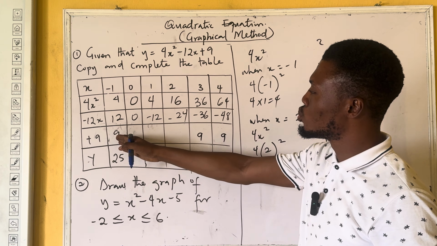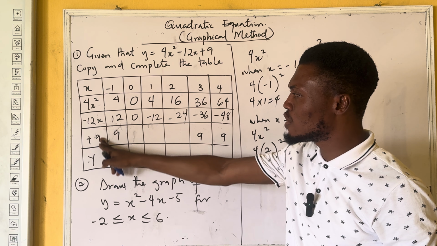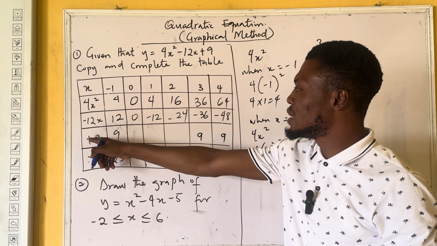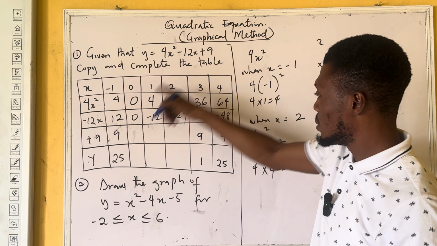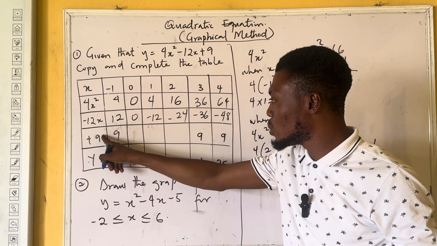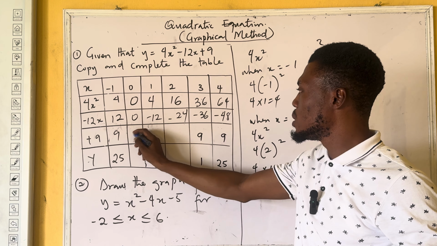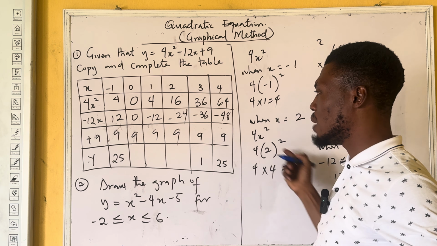Okay? Now we'll come to this row. There's no x value here. Hence, you just repeat this 9. This 9 is here. You just repeat it because there's no x value, so there's no operation you're going to do here. This is 9, 9, 9, and we have 9s all across.